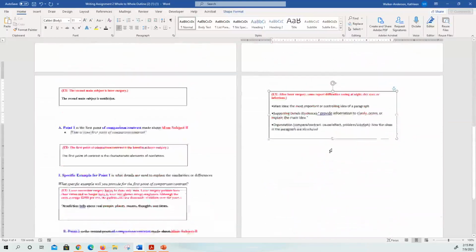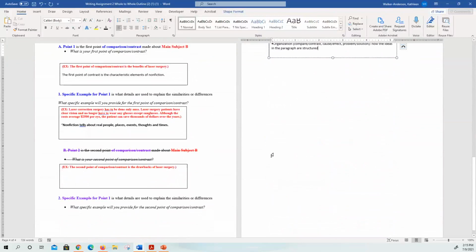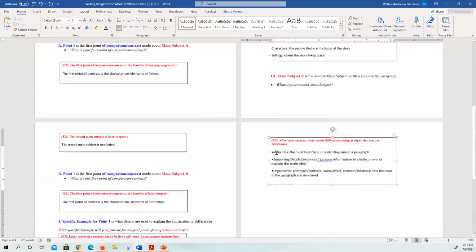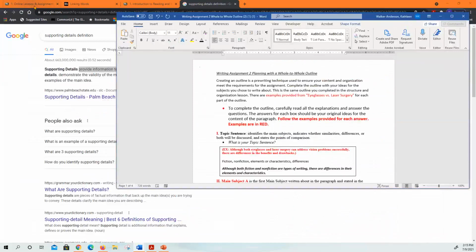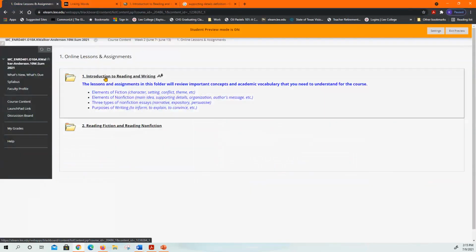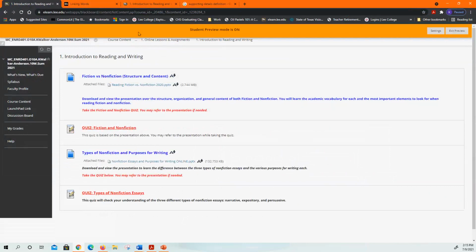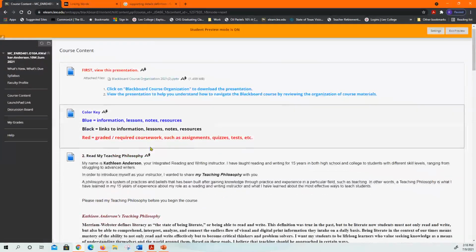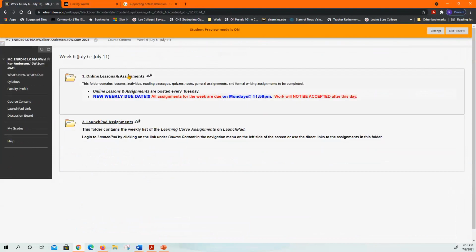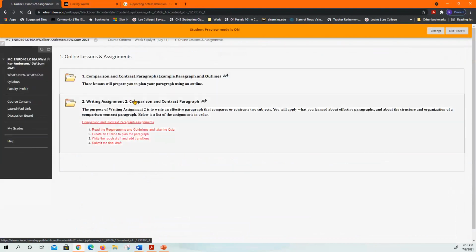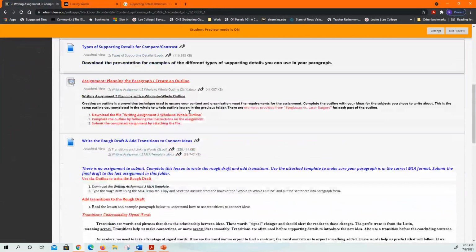All right, so you are going to turn the outline in, and this is all I'm expecting. It doesn't have to be detailed sentences because you're not going to do that till you write the paragraph out. And what you'll do is attach this and turn it in. Then your next assignment, so I'm going to go back to the class. Contact is back to week 6. Okay, so this was the planning the paragraph, so I would attach my outline to turn it in.